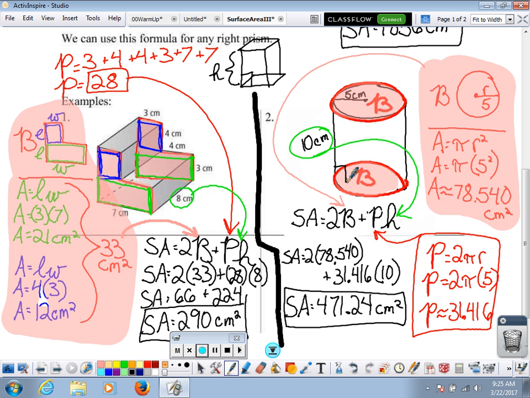Okay, so remember, the surface area is going to be equal to 2 times the area of one of those capital B bases plus the perimeter of one of those capital B bases times how far apart those capital B bases are.